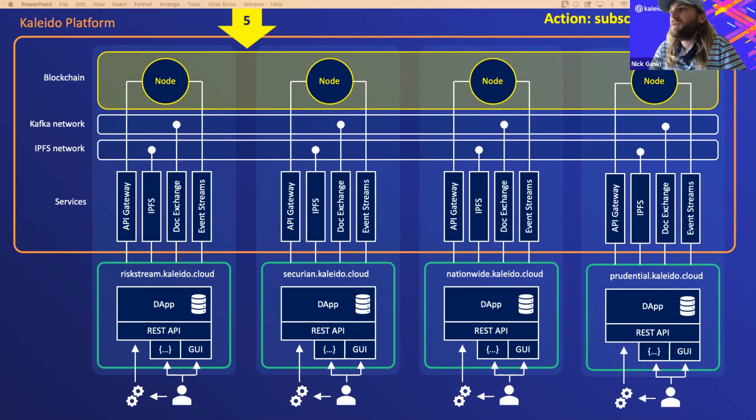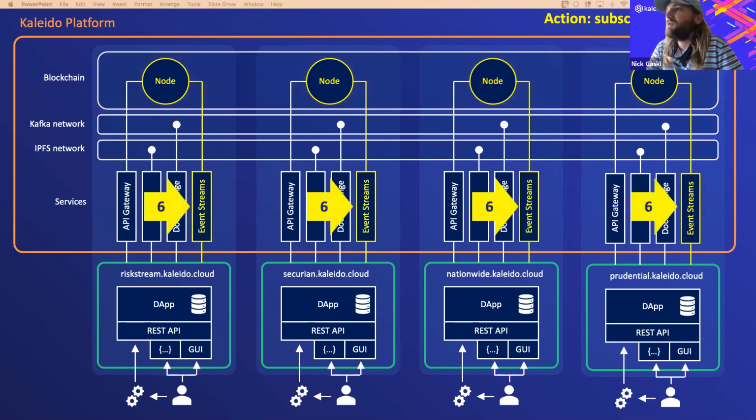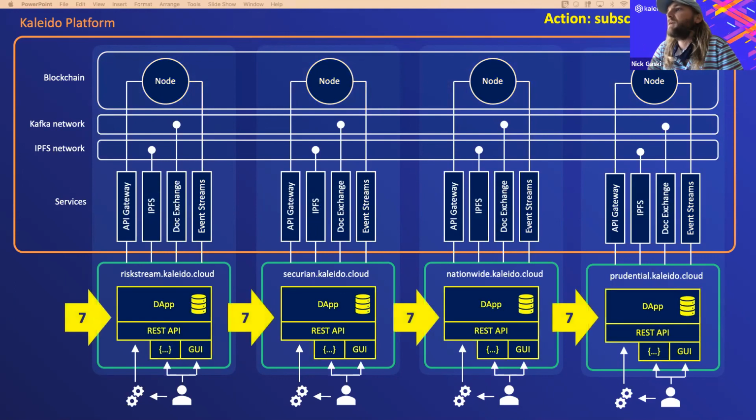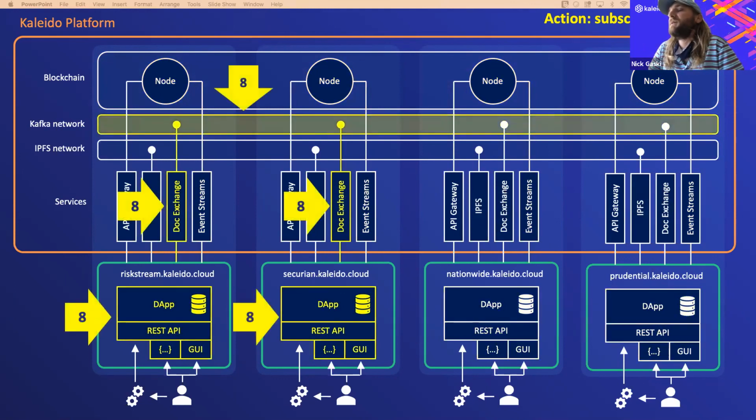So all of the nodes are going to get updated. They're saying, hey, it looks like Securian has subscribed to this new profile right here. And again, just like we saw with creating the profile, as we're subscribing to a profile, all of the dApps get updated in real time, and they realize that there's a new subscriber to this profile.